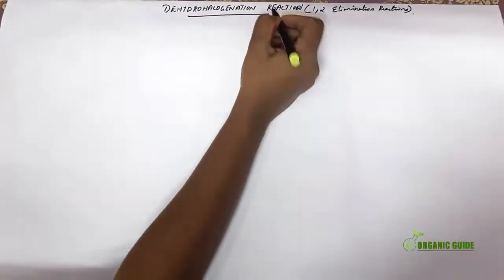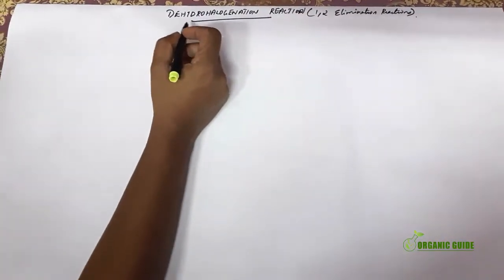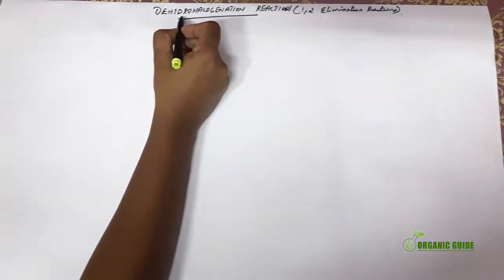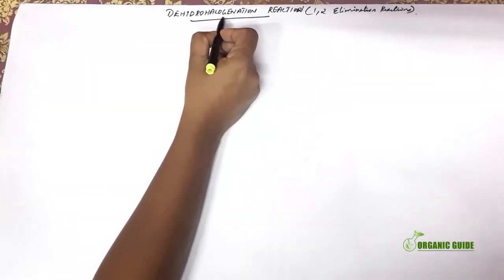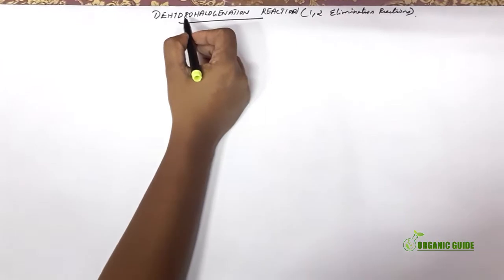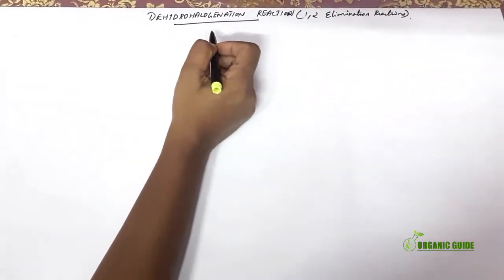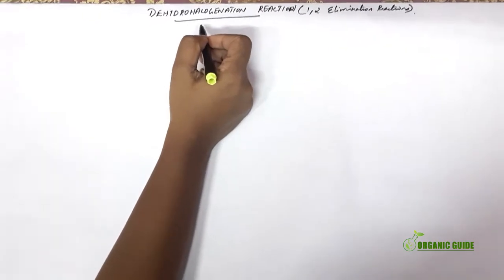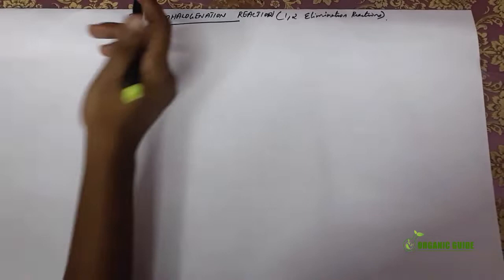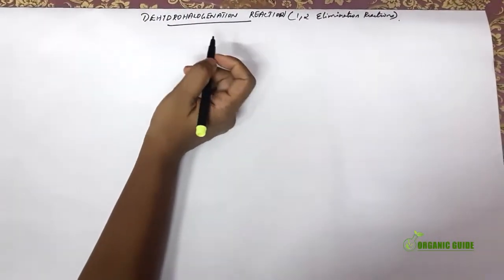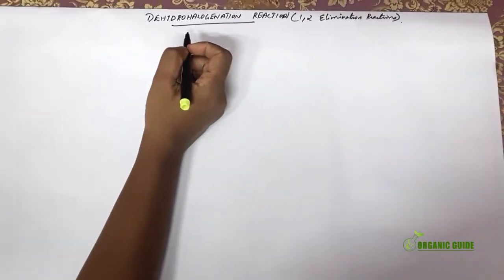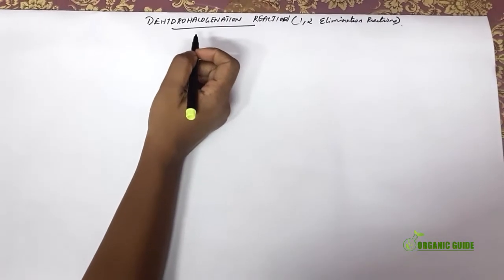So as the name indicates, it is the elimination of a hydrogen as well as a halogen. A hydrogen from one carbon atom and a halogen from its next carbon atom will be eliminated and we will get an alkene. In such reactions, alkyl halides react with alcoholic potassium hydroxide to form alkenes.